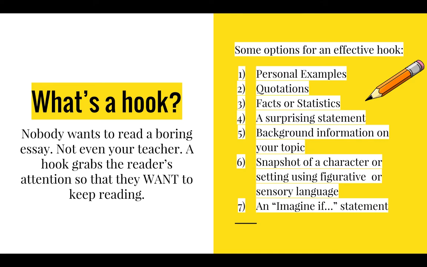Background information on your topic. Do you know anything about it, or something general from the source but not quoted? This is my favorite one, number 6, a snapshot of a character or setting using figurative or sensory language. I think that one usually comes out really well if you can make it work for your topic. And then the last one is an imagine if statement. Sometimes getting your reader to think about something along the lines of whatever your topic's about is an interesting way to get them engaged. So those are all different options.